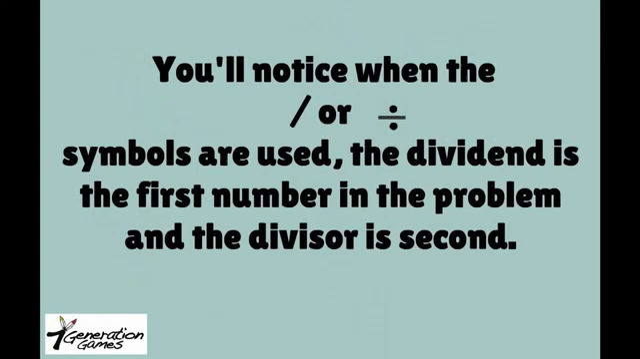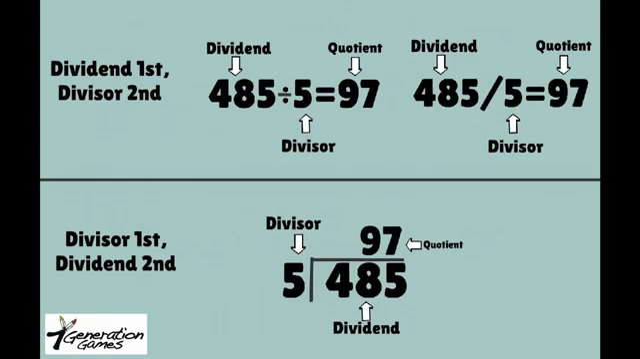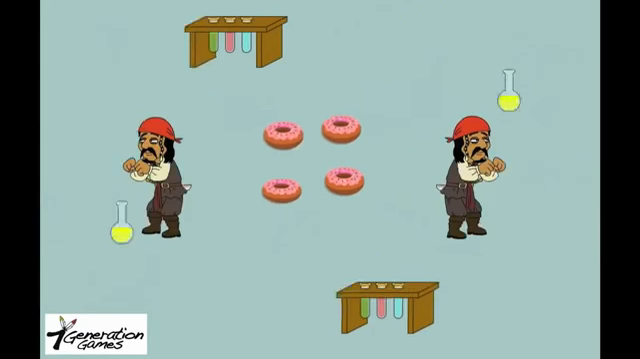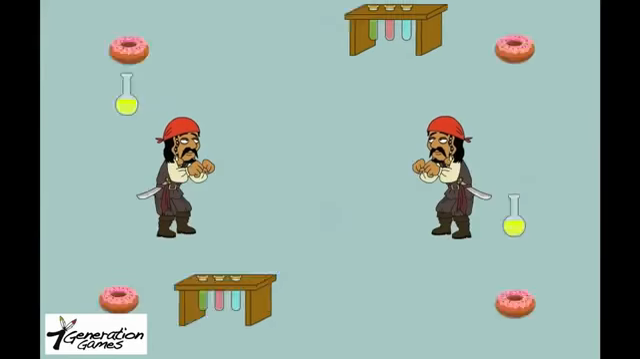You'll notice when the slash or division sign is used, the dividend is the first number in the problem, and the divisor is second. However, when the problem is written using the division symbol that looks like this, the divisor is the first number, and the dividend is the second number. This is something you just want to make sure you remember so you don't mix up your divisor and your dividend. This will help you prevent easily avoidable mistakes. And once you've got these division terms and concepts down, you might even find division is fun.